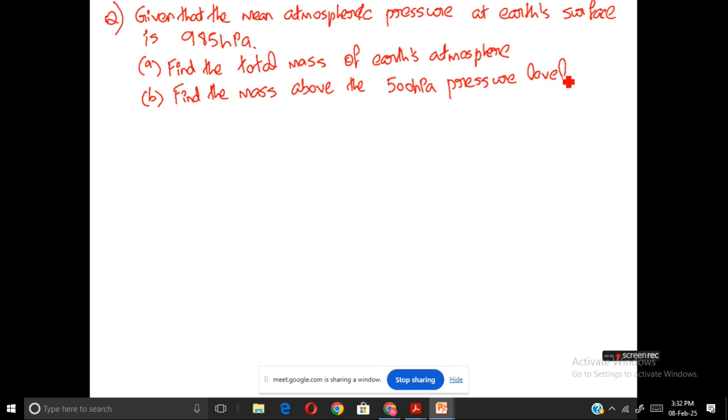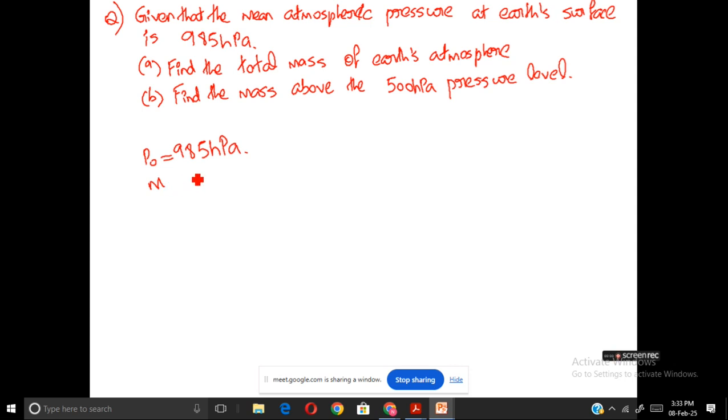So, given that the mean atmospheric pressure at Earth's surface is 985 hectopascal, how will we denote surface pressure? Like in the last two questions, what was the notation used? P naught. So P naught is given as 985 hectopascal. We want to find the mass of Earth's atmosphere.